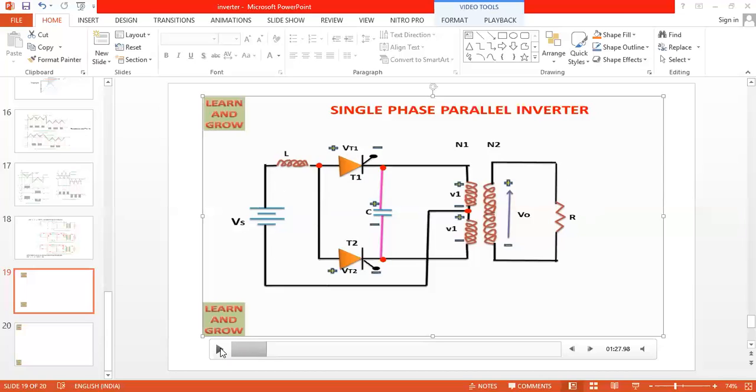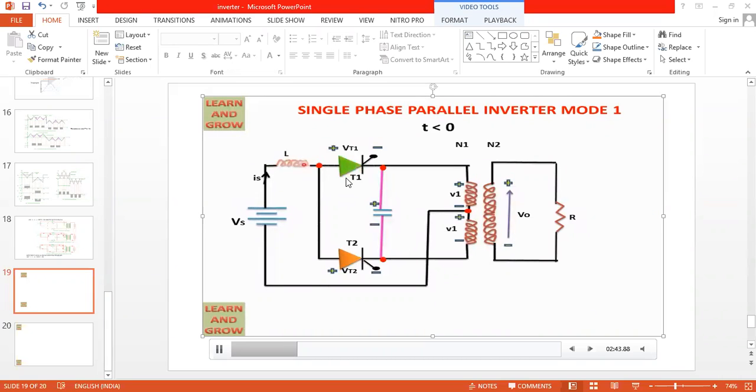What is mode 1 now? When the supply is on with only SCR T1 turned on with the firing pulse, the direction of the current starts from the positive terminal of the source and then it moves to the inductor. So make a note now. VS plus to inductor, inductor to SCR T1.